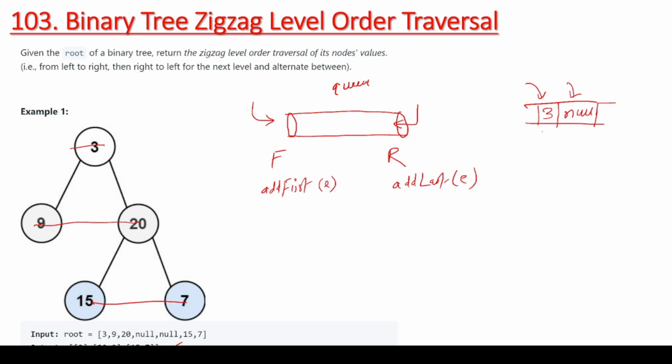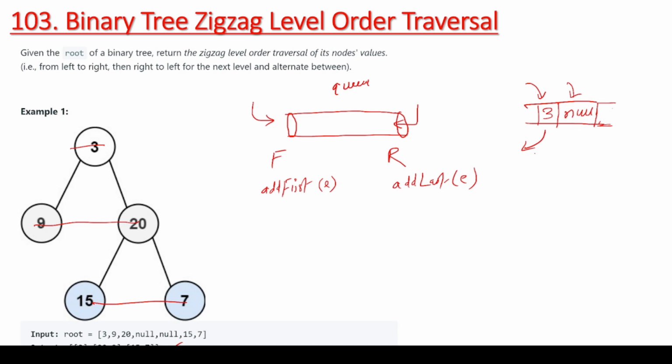If we poll an element now, before polling we have to check in this queue whether it is null or not. We will do all those things. So first we will add onto the queue the root, and then one null element.